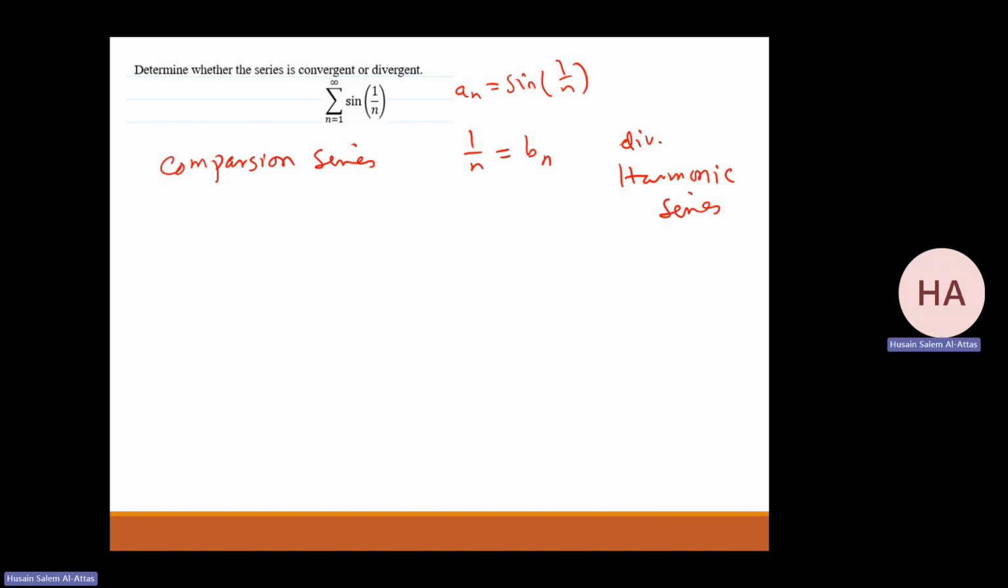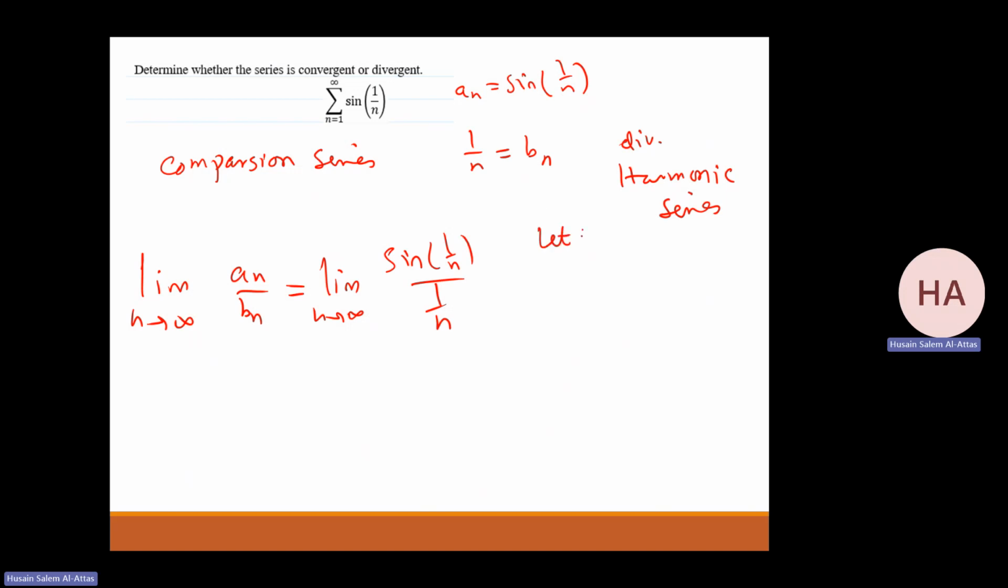series. Because you know that the limit as n goes to infinity of an over bn will be what? It will be sine 1 over n over 1 over n. The limit, don't forget the limit. Limit as n goes to infinity of sine 1 over n over 1 over n. This limit, I know how to do it.